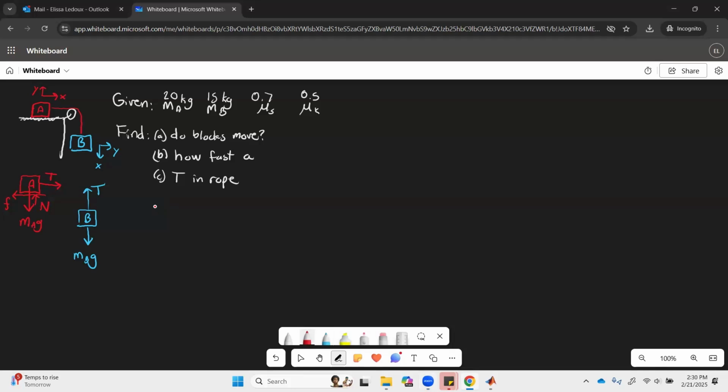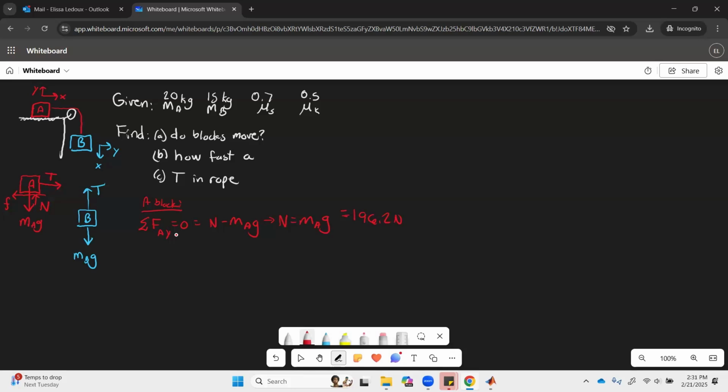So for block A, we'll have the sum of the forces on A in the Y equals 0. And so we have the normal force pointing up, MAG pointing down, and this gives us that normal force equals mass of A times gravity. So normal force is 196.2 newtons, because that would be the 20 kilograms times 9.81.